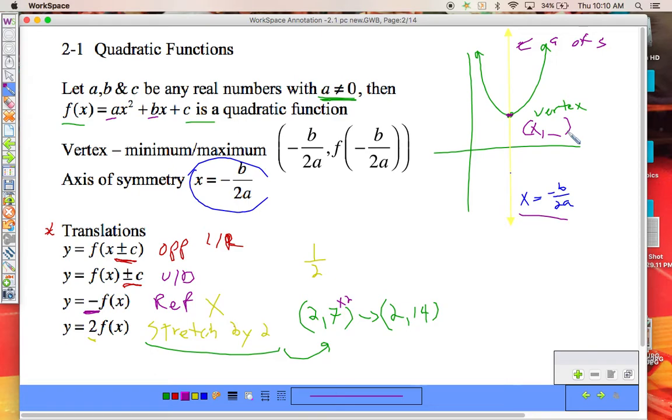All right, down at the bottom we have our translations. Remember, plus or minus the number on the inside is the opposite, left to right. Plus or minus the number outside our function is up or down. A negative outside our function is a reflection over x. A number in front of our function, like 2, absolute value, is a stretch by 2. We're going to take our ordered pair, 2, 7, multiply our y value by 2 and get 2, 14.